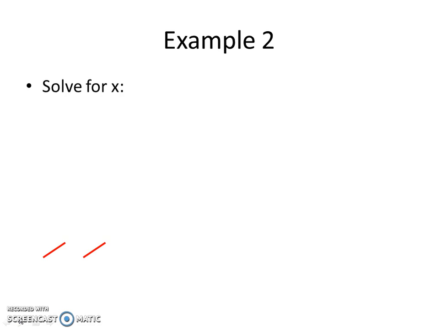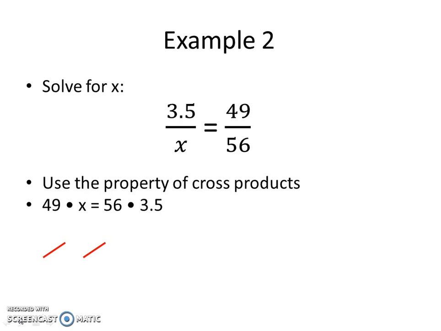So our second example, we want to solve for x again. Now we have 3.5 over x equals 49 over 56. Again, I don't clearly know what I'm going to multiply 3.5 by to get 49, so it's a good idea to use the cross product strategy. To use this property, I'm going to multiply 49 by x and 56 by 3.5 and set those equal to each other. The next thing I want to do is simplify.